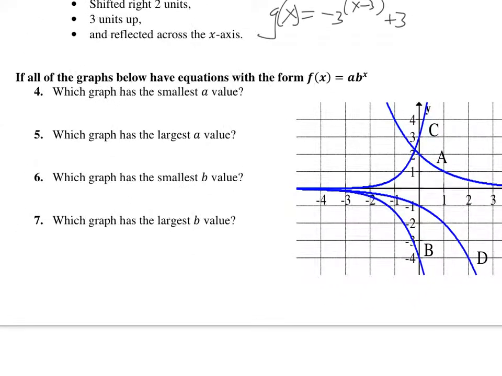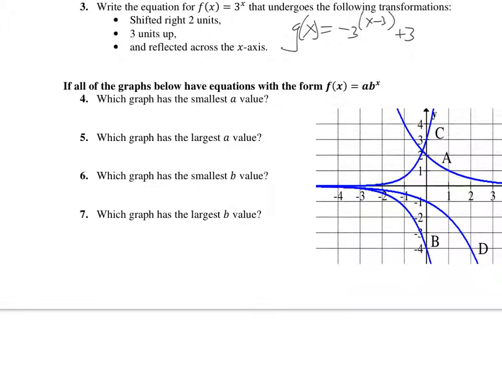Here, which one of these guys has the smallest a value? So this is just a general exponential function. So remember, the a is the initial value, and the b is the growth rate, or decay rate. So if we have the smallest a value, a value once again is the initial value, so that would be this b, okay? So b, and it has the lowest y-intercept.